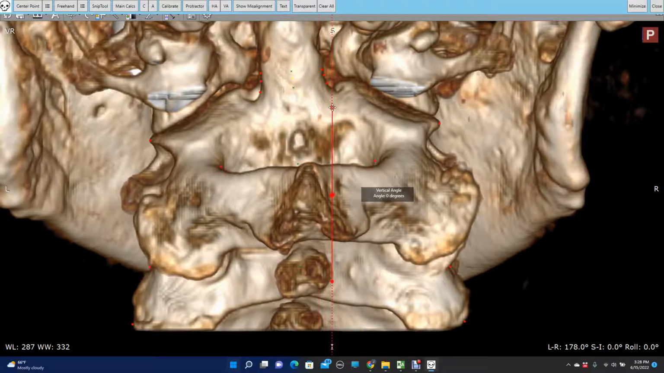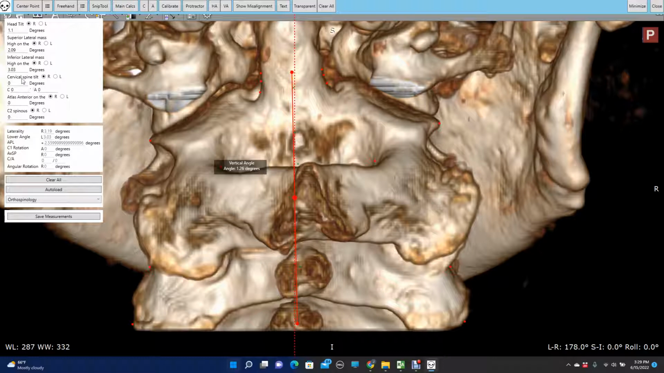But if we drop our vertical angle tool, put it right over the center of that dens, and right over the center of the center points, looks like her neck is tilted to her left by 1.26 degrees. So let's open up the main calculations. Cervical spine tilted left 1.26 degrees, and it will take that measurement, compare it to my inferior lateral mass to calculate my lower angle. The average between those two is my plane line. We need rotation, C2, our C over A, and our angular rotation is automatically carried over from our cervical spine tilt measurement.